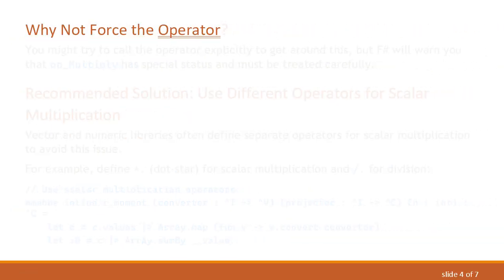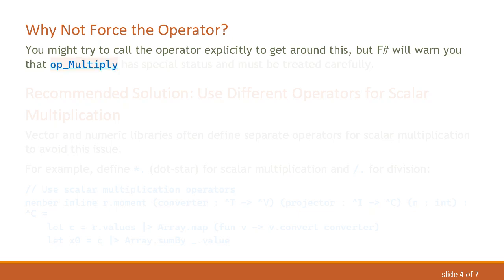Why not force the operator? You might try to call the operator explicitly to get around this, but F# will warn you that op_multiply has special status and must be treated carefully.